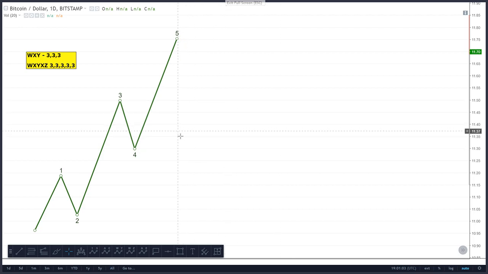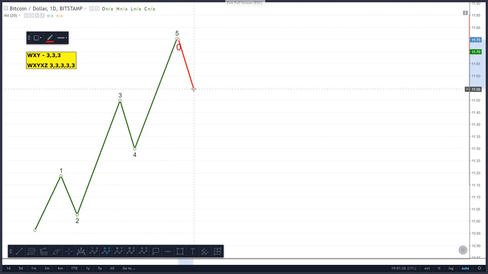Now, I just want to run quickly through a quick tip for recognizing a double zigzag or a triple zigzag. So a double zigzag is found in our WXY. W is our first zigzag pattern, Y is the second zigzag, and they're actually connected by a smaller zigzag. So let's just quickly draw that.